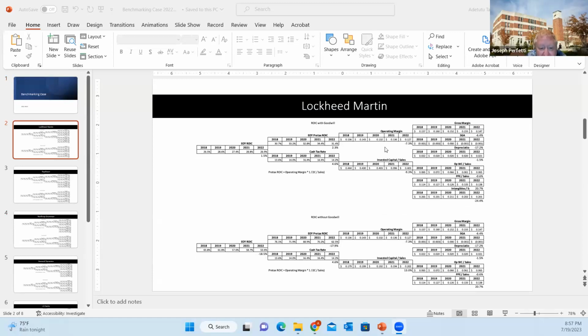For Lockheed Martin, the ROIC increased, which is positive for the company. And the main driver of that ROIC is the intangible. We arrived at that by looking at the operating margin and invested capital. The operating margin actually went down, but there's an improvement in the invested capital over sales, which means Lockheed Martin is investing 40 cents in 2022 versus 44 cents in 2018.